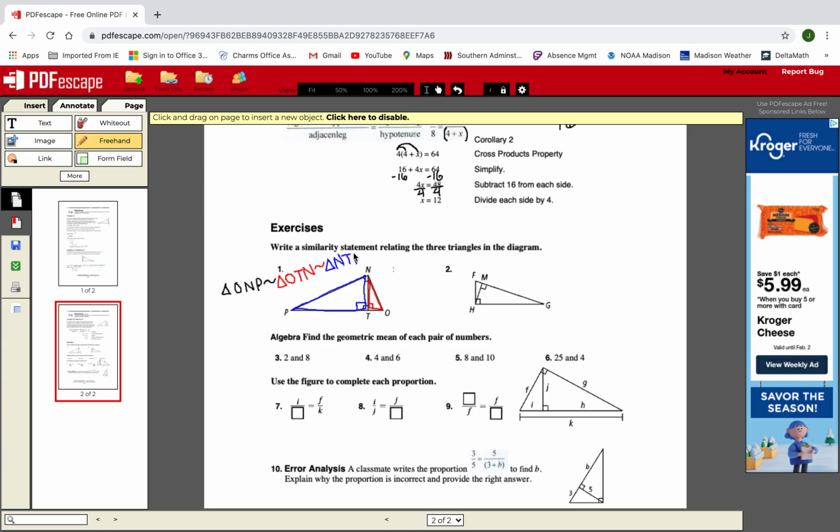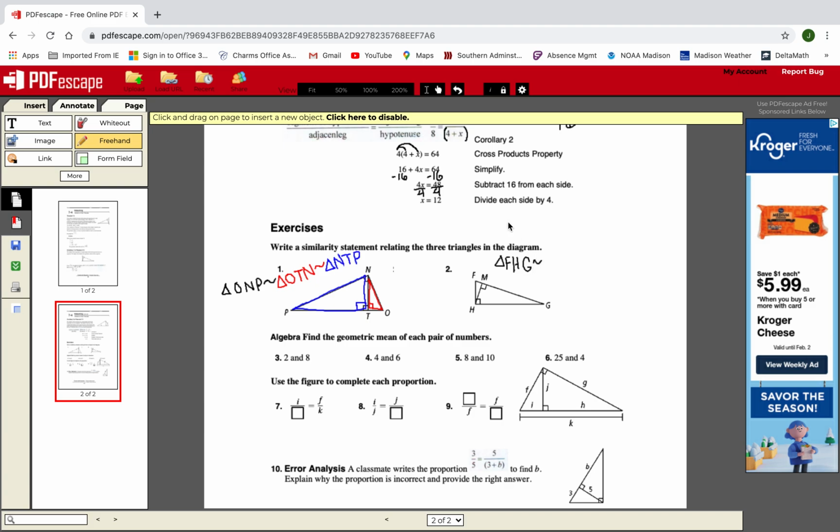NTP. All right. So we're going to do the same thing on each one of the, well, on number 2 also. Sorry, getting ahead of myself here. Okay. So on this one, our original triangle here is triangle FHG. Triangle FHG.